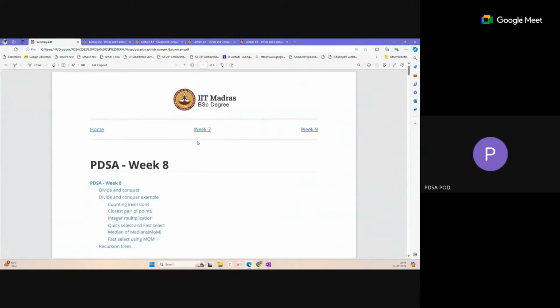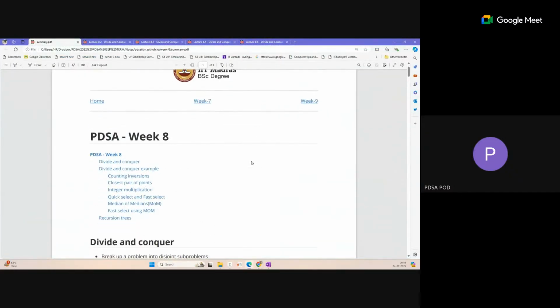So these are the topics we have in week 8. Mainly the topic is divide and conquer, and this is the strategy to design the algorithm. The others are actually examples of this concept. We are solving some problems using these techniques, and we are getting an efficient solution for these algorithms.